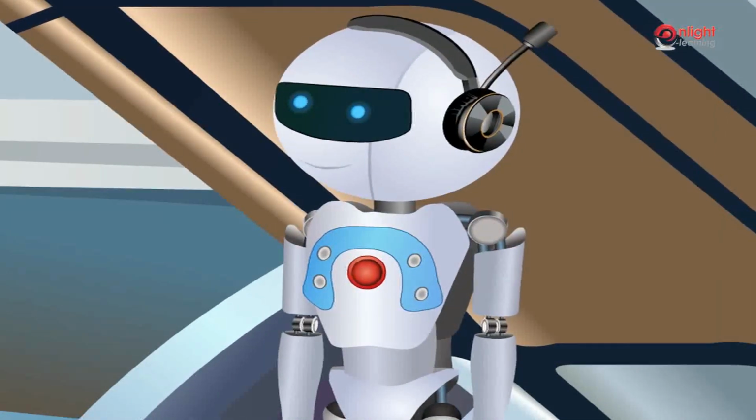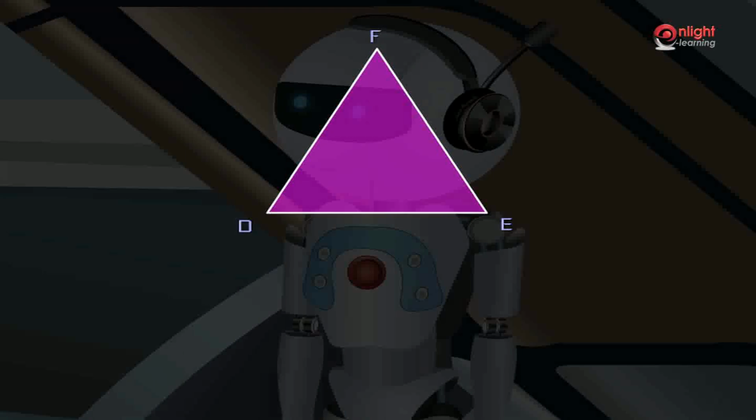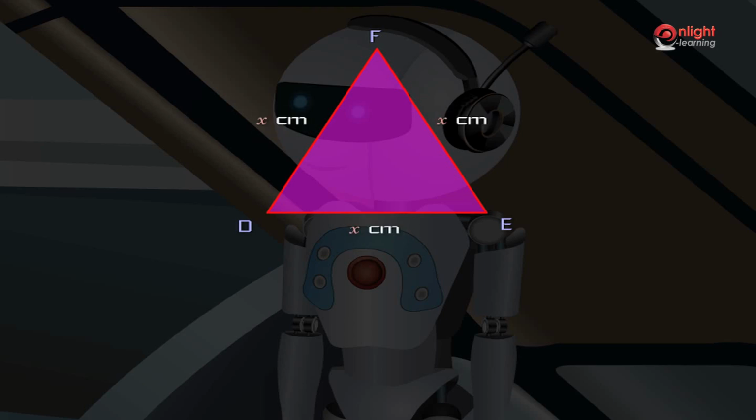Some triangles have all their sides equal in length. For example, consider triangle DEF. Lengths of sides DE, EF and FD are all equal to x centimeters. Hence, the perimeter of the triangle DEF is found by summing up the lengths of all the sides of the triangle, which is equal to x plus x plus x centimeters, which is equal to 3x centimeters.